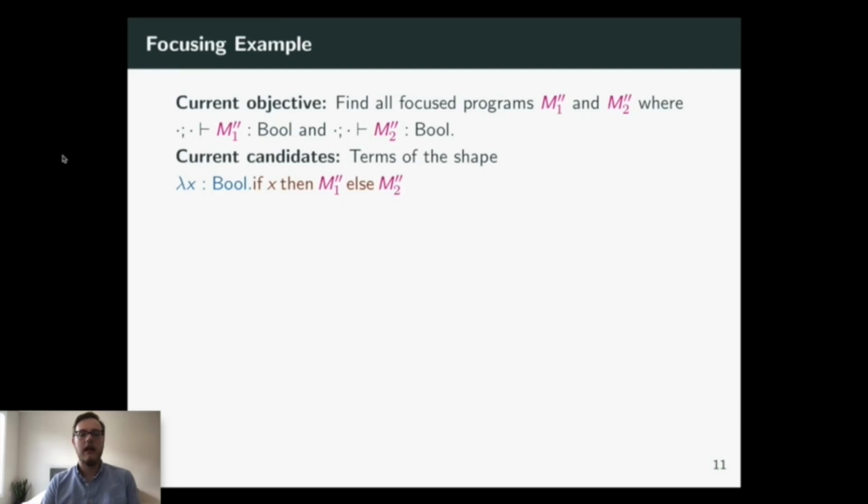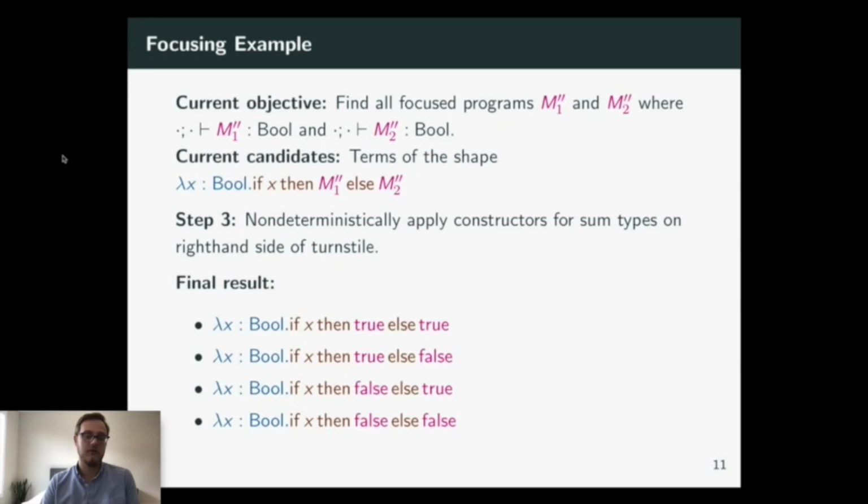And what we're left to build are the two branches of the if statement. Both of these are closed because focusing knows that there's no point in pattern matching on x twice once we've already done it. And so we just need to build focused programs of Boolean type. And it turns out there are only two of those, true and false. And so we can use those to build our four candidate programs here.